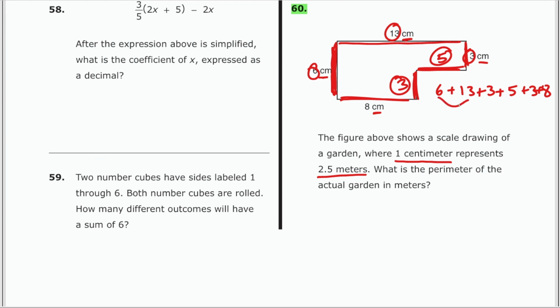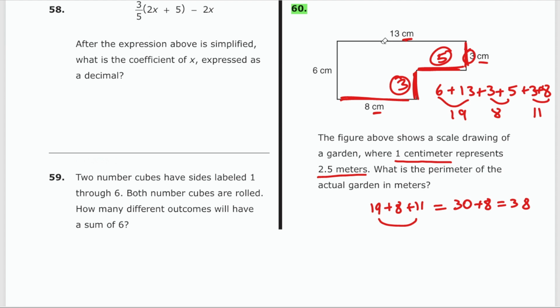So this is 19, this is 8, and this is 11. So it's 19 plus 8 plus 11. Now you can use a trick where 19 plus 11 is 30, right? So it's 30 plus 8, and that is 38. So this is a pretty lengthy way of solving for the perimeter. What I would advise to do, let me just quickly erase it.